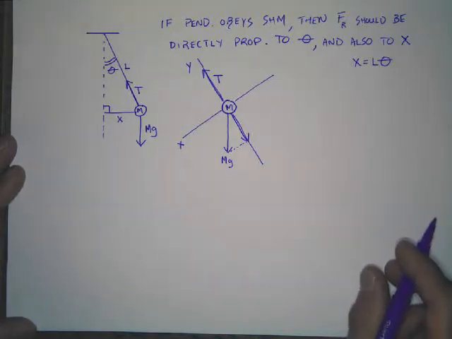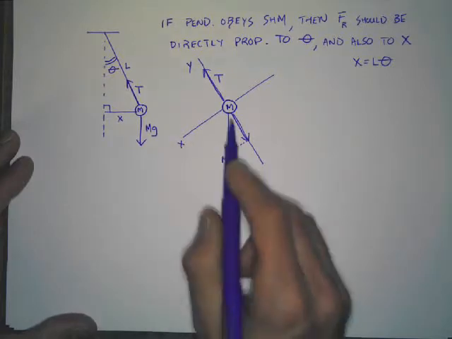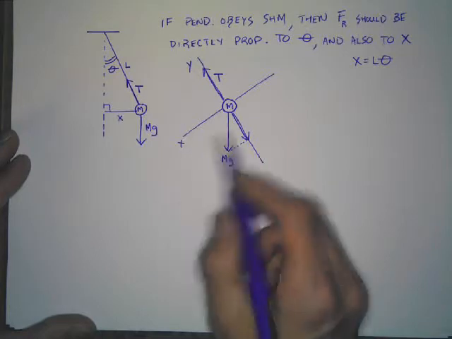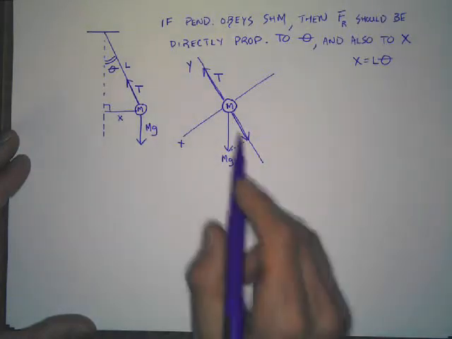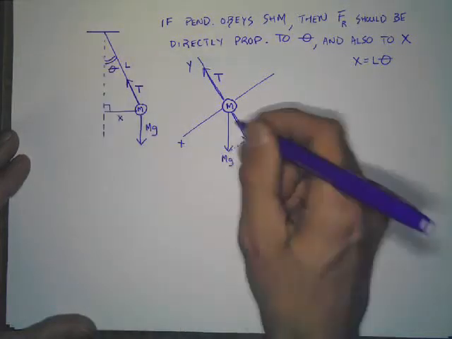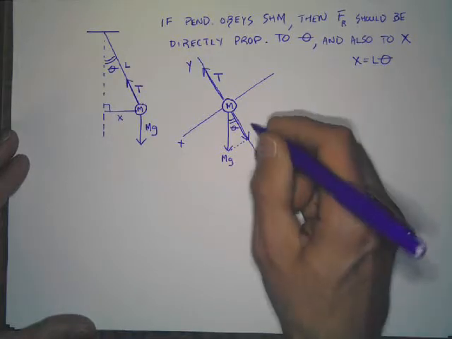Now, one thing that you'll need to know in order to figure out what this force is here is you'd have to say, well, is this theta or is that theta? And I hope you can see that this angle and this angle are basically the same. So this is your theta right here. And that means that this component is going to be mg cosine theta.